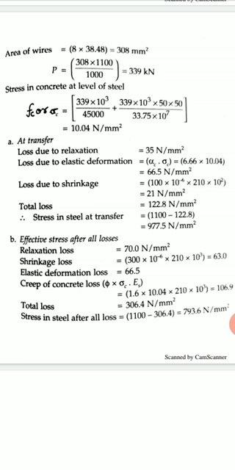Now one more important thing is at the initial stage or at the transfer stage, the relaxation loss is lesser as compared to the later stages. Similar thing happens with the shrinkage, because as shrinkage is a time bound phenomenon, as time goes on, the loss due to shrinkage increases gradually, whereas the loss due to elastic deformation remains constant throughout. So this is about the first example.